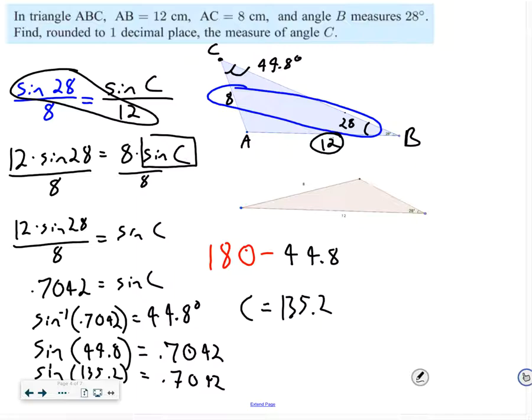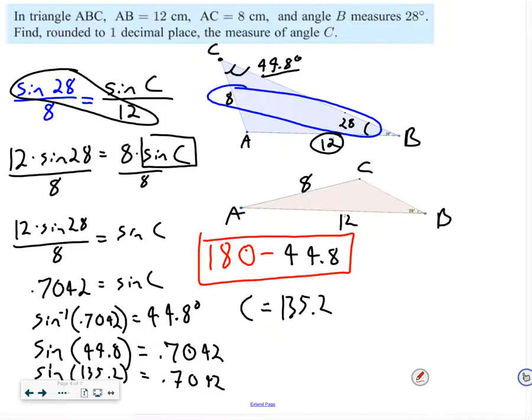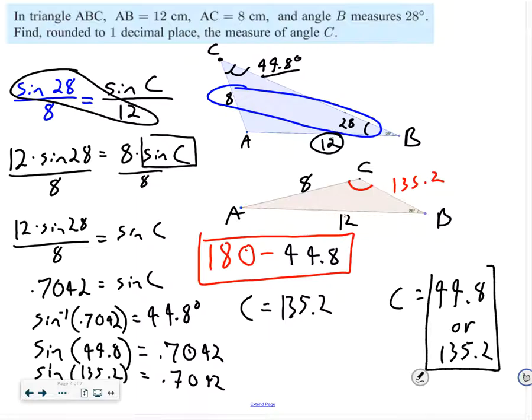So we're not quite sure, so we get two potential cases. So if this is C, this is A, and this is B, this could be 12, this could be 8. So C can either be 44.8, or we find the second answer by subtracting from 180, and this angle could also be 135.2. So C is equal to 44.8 or 135.2. We'd need more information to decide which one it is. So at this point right now, we just say there's two potential triangles and two potential angles for C. Okay, so let's look at one more example here.